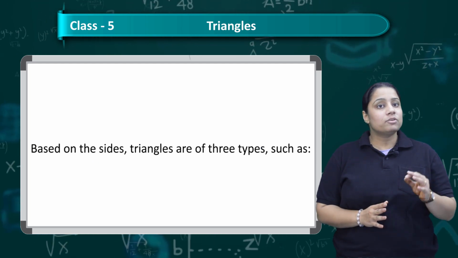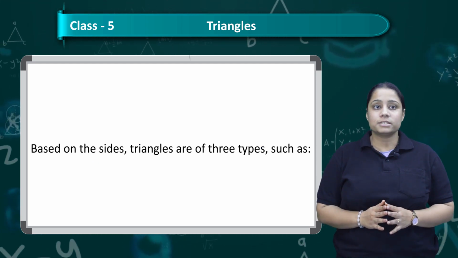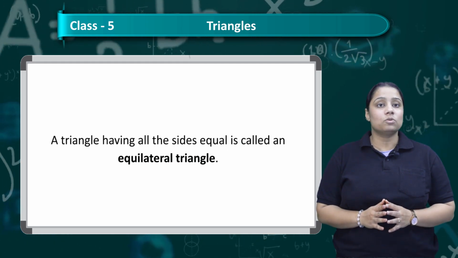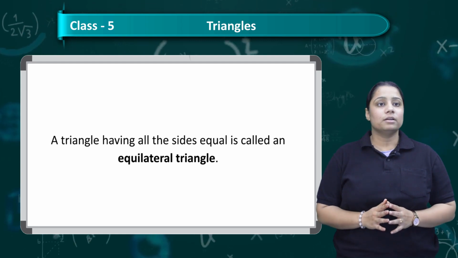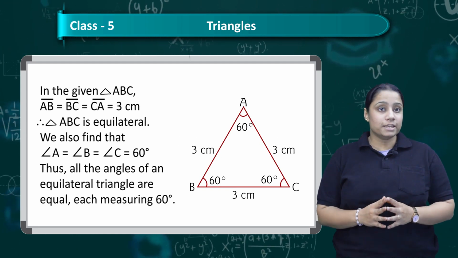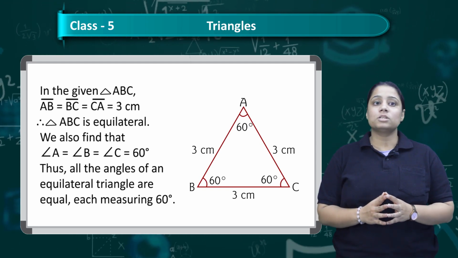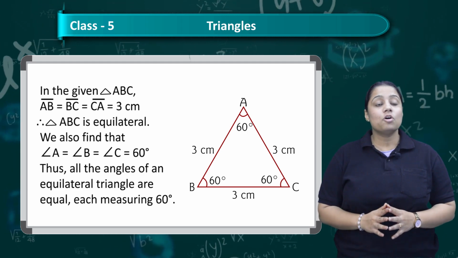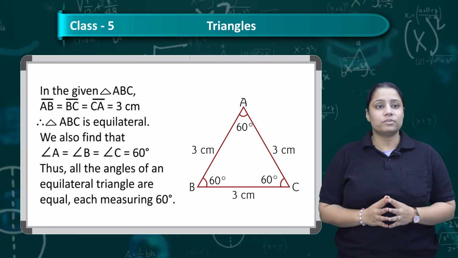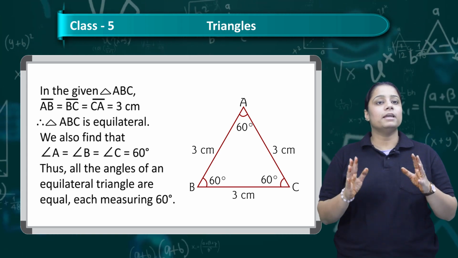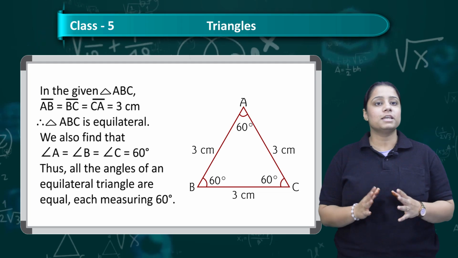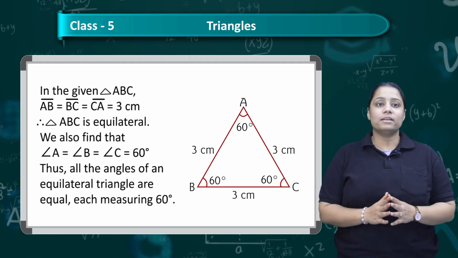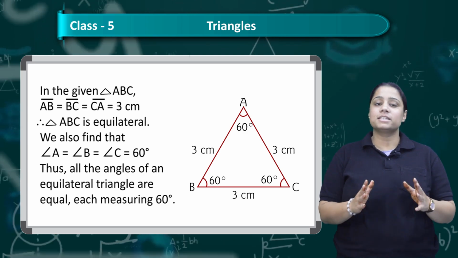Based on the sides, triangles are of 3 types. First, the equilateral triangle. A triangle having all the sides equal is called an equilateral triangle. In the given triangle ABC, line segment AB equals BC equals CA equals 3 cm. Therefore, triangle ABC is equilateral. We also find that angle A equals angle B equals angle C equals 60 degrees. Thus, all the angles of an equilateral triangle are equal, each measuring 60 degrees.